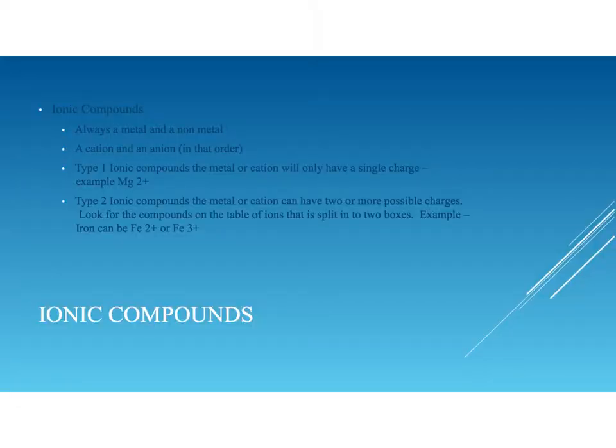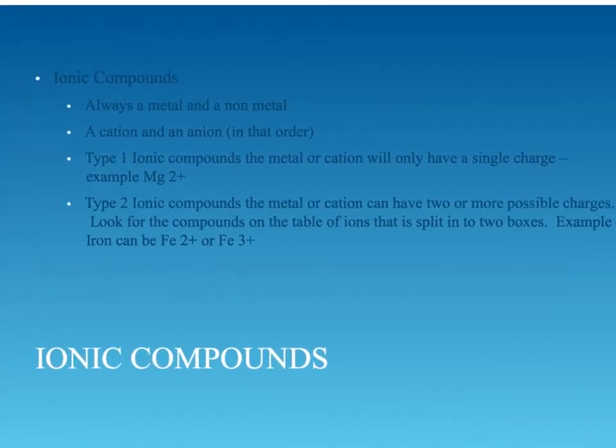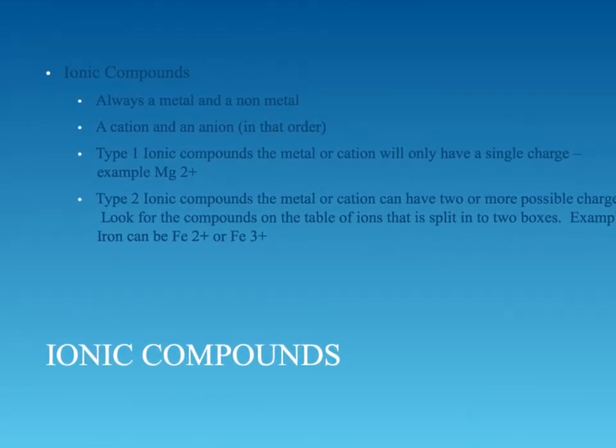Okay, so the first kind of compound is an ionic compound. And ionic compounds can be split into 2 types. So first we'll talk about what an ionic compound is. An ionic compound is always a metal, so that's something from the left side of the staircase, and always a non-metal, and that's always something from the right side of the staircase.